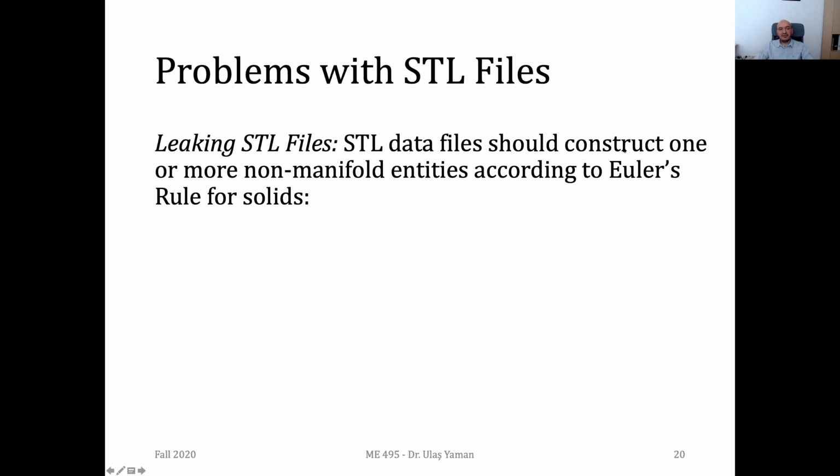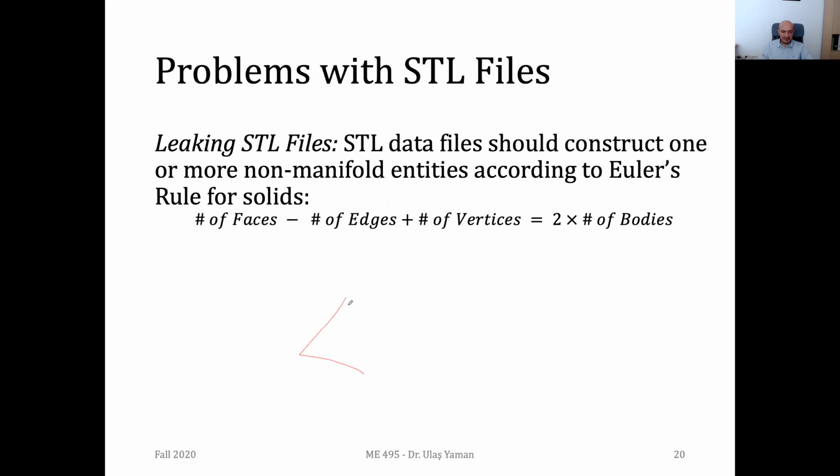Your data file might have some non-manifold entities, which means that they're not manufacturable. And this is checked again according to a rule, called Euler's rule for solids. This is the simple rule. According to Euler's rule for solids, the number of faces minus the number of edges plus the number of vertices should be equal to 2 times the number of bodies. Okay, let me do an example with it. The simplest body is a tetrahedron, so I'm going to work on a tetrahedron again.